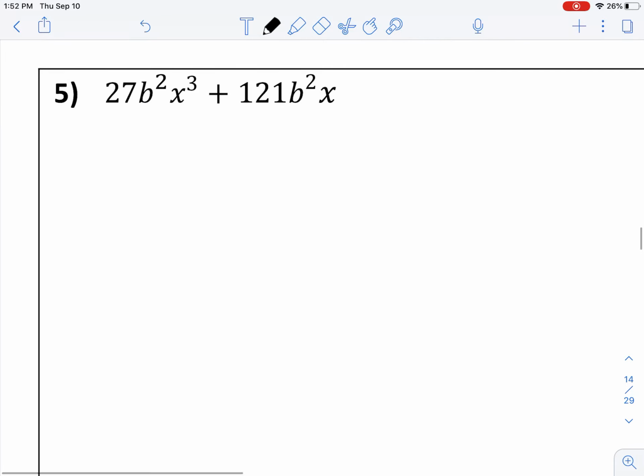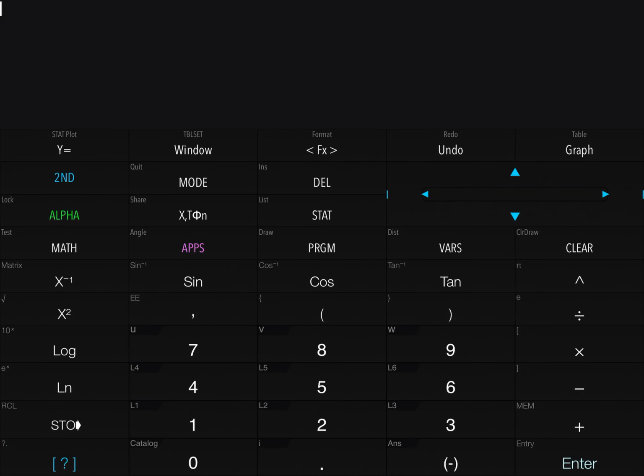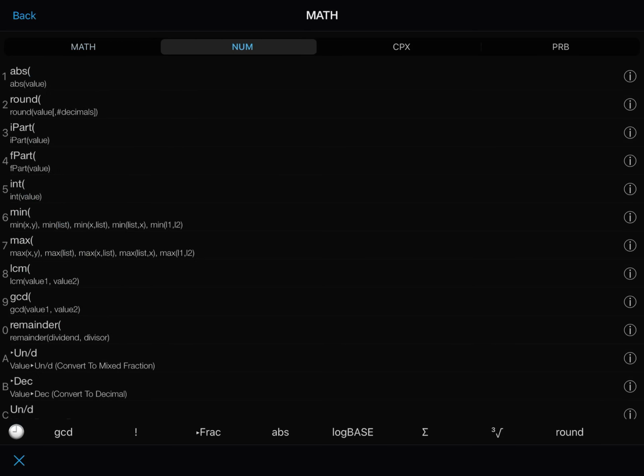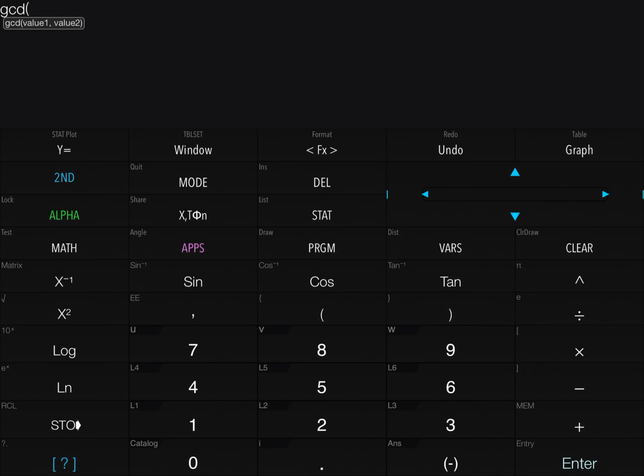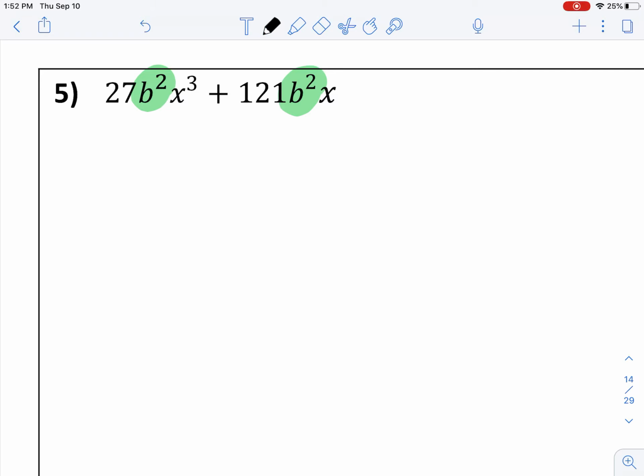Okay, number 5. Looking at these, I can see they both have b squared in common. And if we want to see if 27 and 121 have any factors in common, see what their GCF is, I can go to my calculator, go to the home screen, remember math num 9, so math over to num option 9, and type your 2 numbers in, 27, 121, enter. Our answer is 1, so that means they don't have anything in common other than the number 1, which everything's divisible by 1, so that really means nothing.